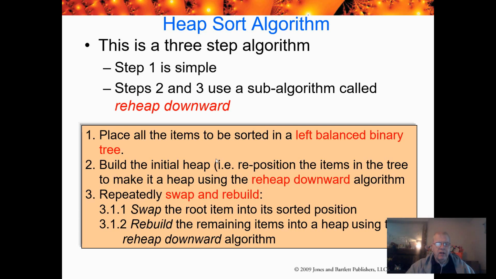So here in the tan box is a list of the 3 steps. Place all the items to be sorted in a left balanced binary tree. That's simple. We'll show you how that works in a second. Then build the initial heap out of that tree, because it may not be a heap. And then thirdly, swap and rebuild. Swap downward into the sorted position and rebuild it downward using the Reheap downward algorithm.